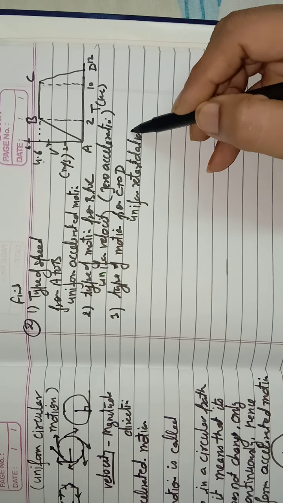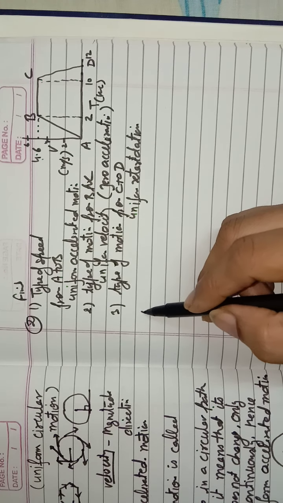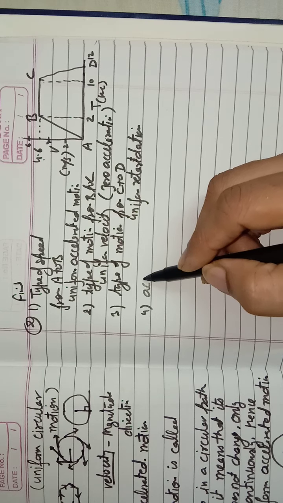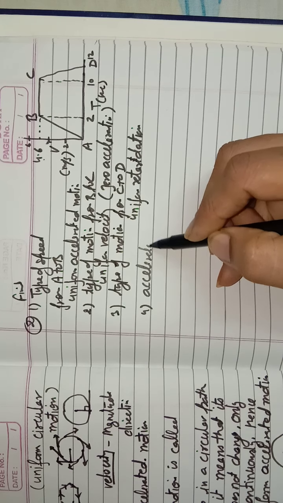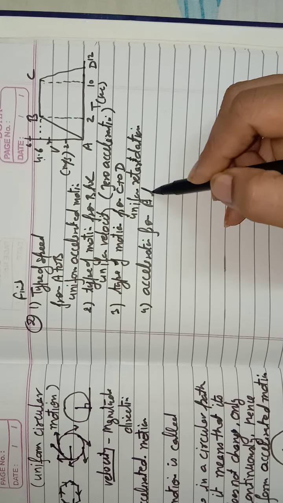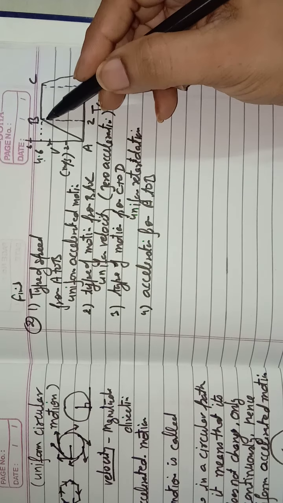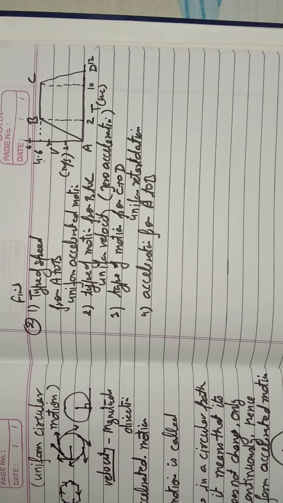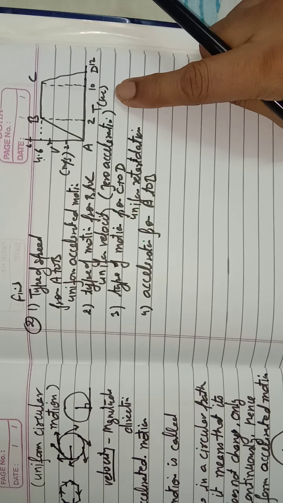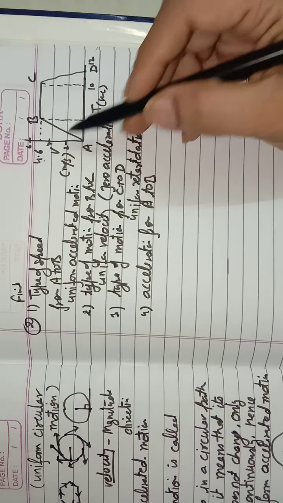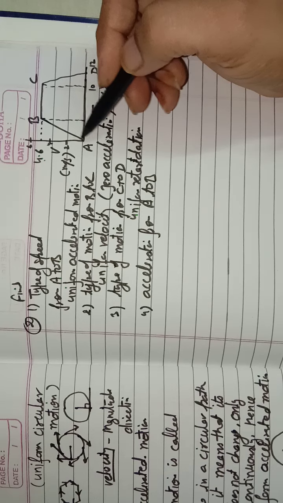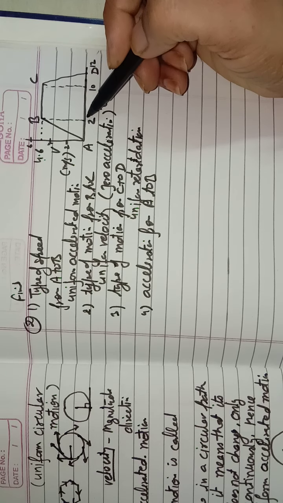Okay. Now the fourth part of the question is, you have to find the acceleration from A to B. For finding acceleration in a VT graph, we have to find the slope. I have already explained in the last lecture that from the VT graph we can find the acceleration by finding the slope of the graph. And what is slope? Slope is the perpendicular upon base.